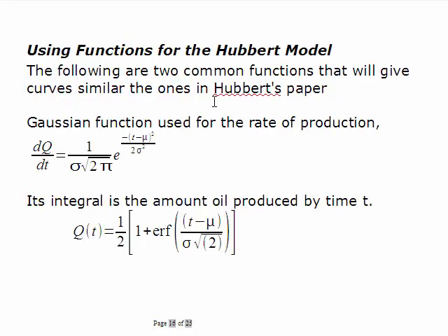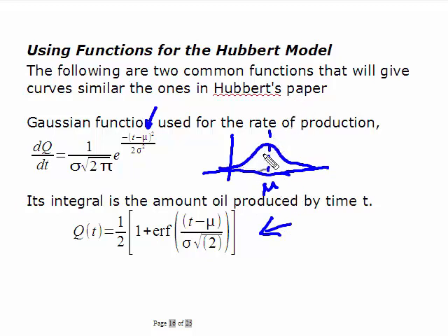So now we'll look at some functions that we could fit to his model. And the two most common ones are the Gaussian function and the logistics function. The Gaussian function, as you're familiar with the Gaussian distribution, will give you the rate of production. This is already scaled here. The mean here will be, pretty bad drawing, it's going to be right here, so that's your peak at your rate of production. It will also be the inflection point when you take the integral. Here's the integral to give you the amount produced. So this is the amount, and this is the rate. And by using the Gaussian function, you get a curve for the rate, which is what he showed in his paper.